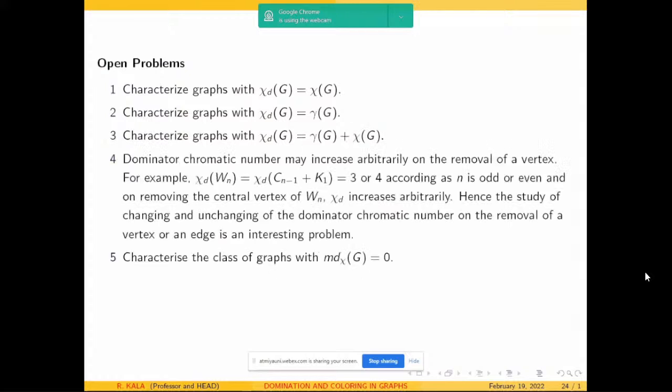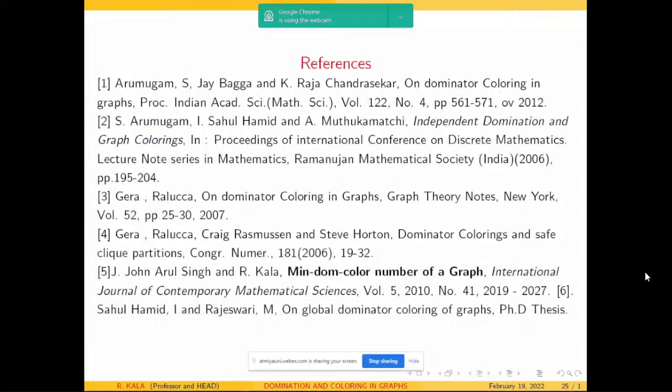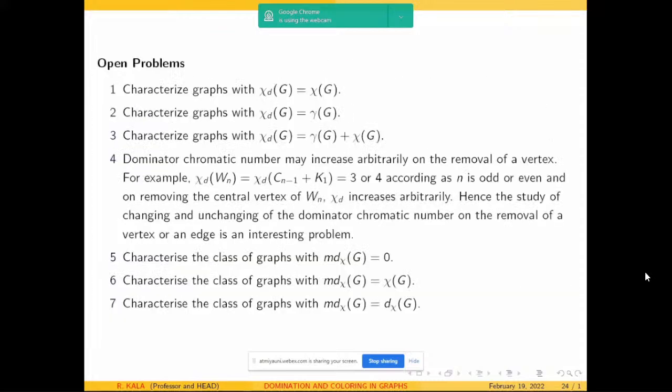So you have so many characterizations to be done here, with χD equal to χ, χD equal to γ, and χGD. With χDG also, you have open problems. With MDχ also, I have open problems, and you can see that the dominator chromatic number may increase arbitrarily when you remove a vertex.